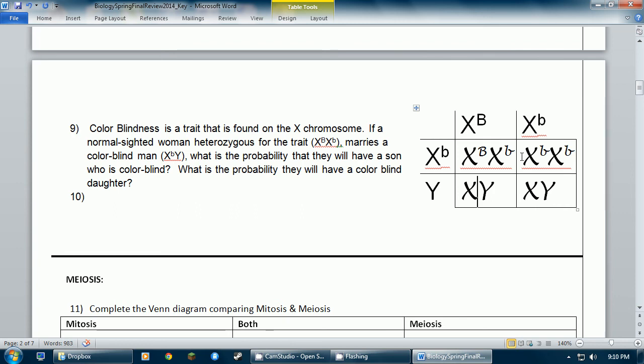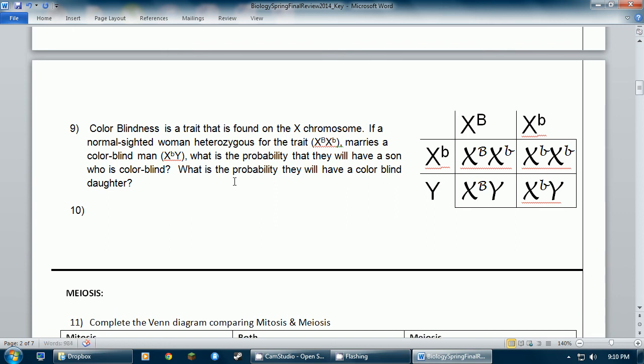For their boys, capital B or lowercase b. Okay, so what we have is of the son, a son who is colorblind. So if they have a son, of their possible sons, they have a 50% shot.